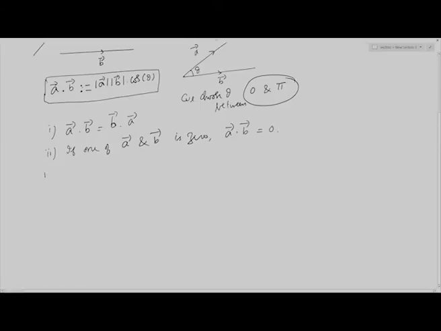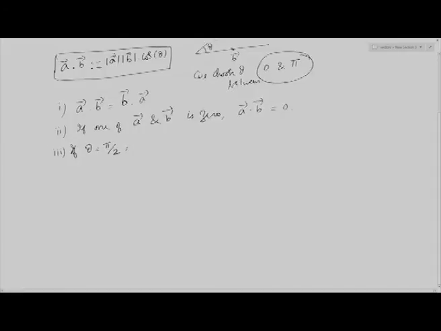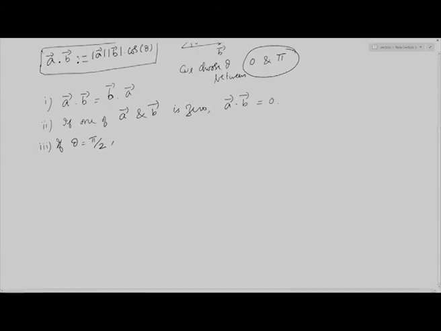Number 3, immediately we can go, if A dot B is 0, the converse is not true. If A dot B is 0, that is, if theta equals pi by 2, if theta is 90 degrees, then also A dot B is equal to 0, because cos 90 is 0. Therefore, whatever may be the lengths of A and B, the A dot B will be 0.